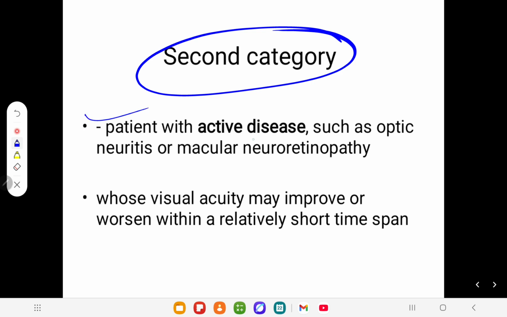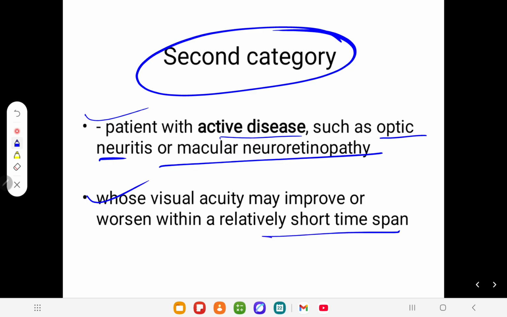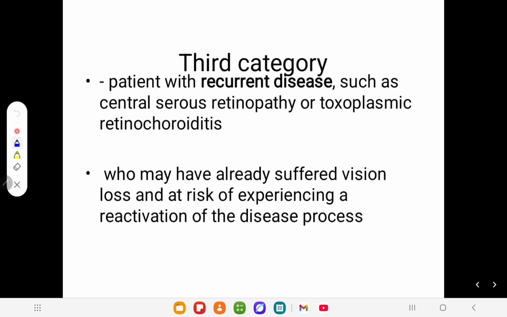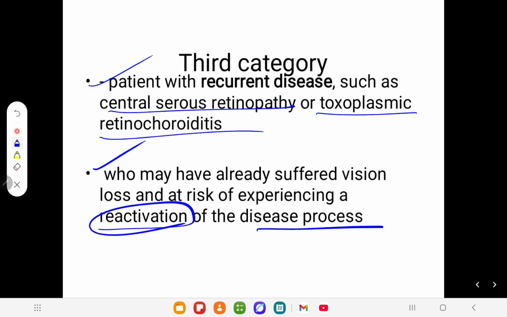Second category is patients with active disease such as optic neuritis and macular neuropathy. In that case, visual acuity may improve or worsen within a relatively short time span. In this case, we dispense the Amsler grid. Third category, patients with a recurrent disease such as central serous retinopathy or toxoplasmic retinochoroiditis. In that critical case too, we dispense. Why? Because they may have already suffered vision loss and risk experiencing reactivation of the disease. That's why the Amsler grid is at home and they watch themselves. Whenever they suspect, and if they detect anything, they can definitely go to their ophthalmologist.